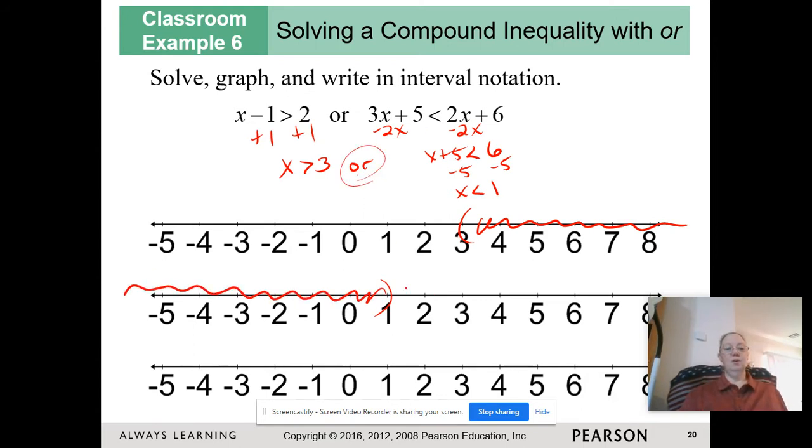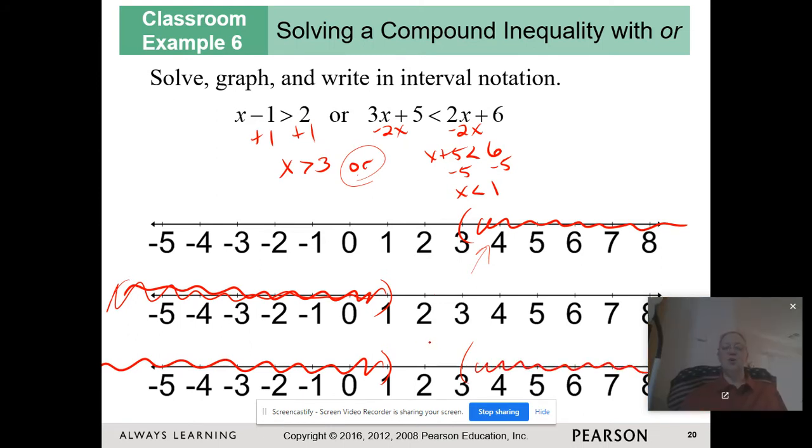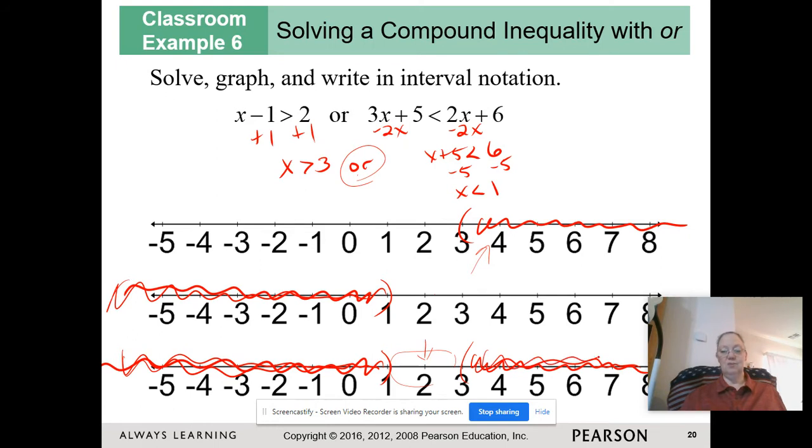Because it's or, I'm going to take all of this in my answer, and I'm also going to take all of this one in my answer. Now, notice that there was this gap in the middle between 2 different intervals. When we have this gap in the middle and we do interval notation, we have to write this interval. We have to write this interval separately. It's going to look like this.